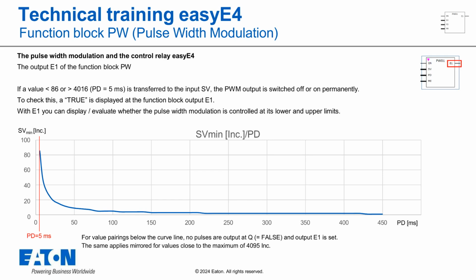The above only applies to the period duration of 5 milliseconds. If you use a longer period duration in your program, there are different, smaller values for the minimum switch on and minimum switch off time. In this diagram for the minimum duty cycle, you can see which pairs of values lead to the setting of the output E1 and thus switch off Q1, namely all pairs of values below the chart line. The same applies to the minimum switch off time at the upper end of the SV value.